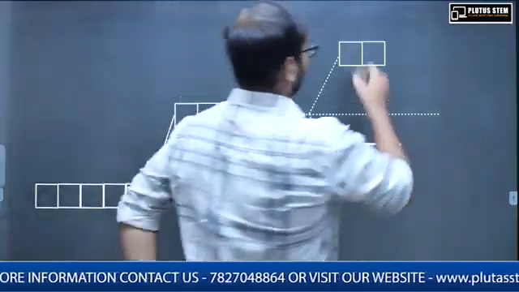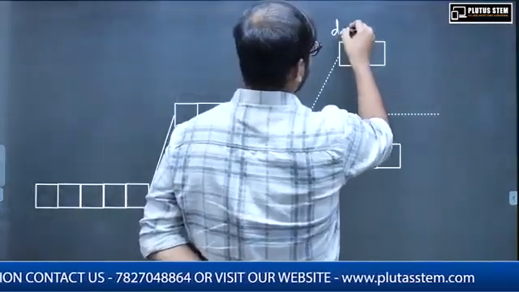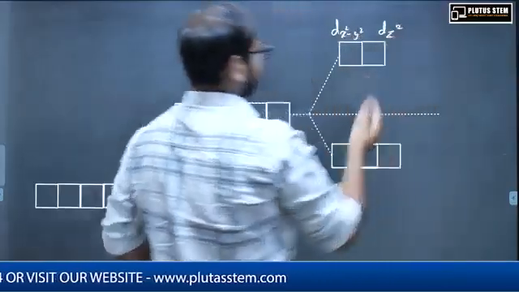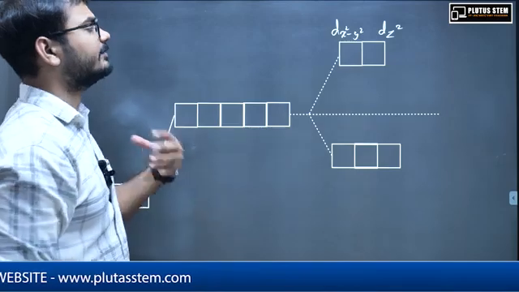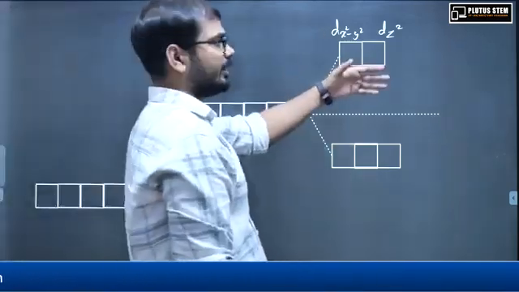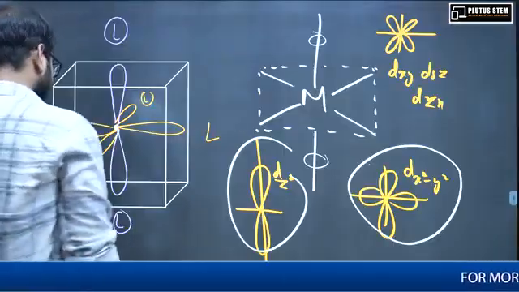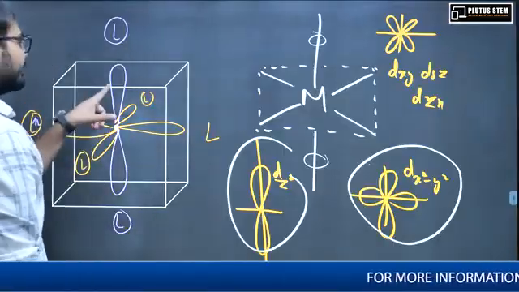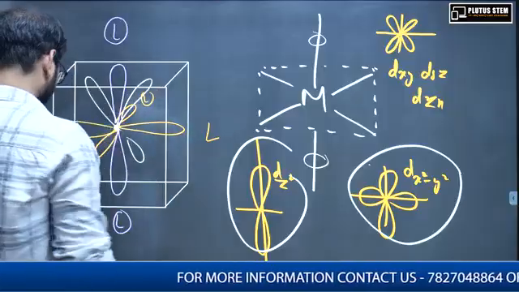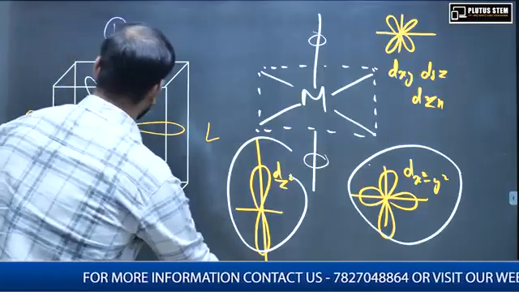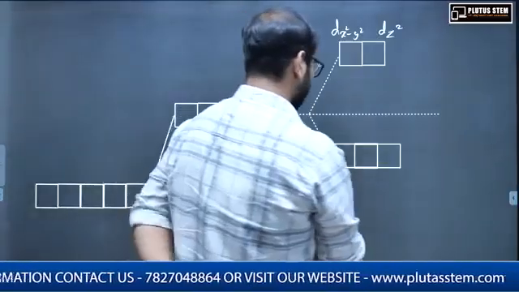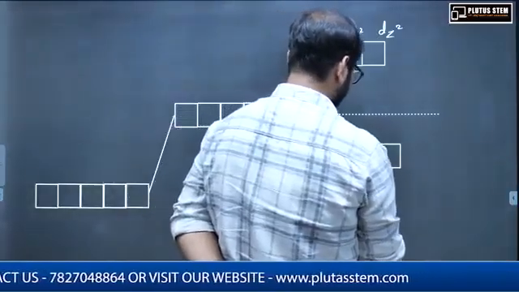Since the dx square minus y square and the dz square orbitals are in the directions where the ligands are approaching, they suffer the maximum amount of repulsion and hence they will be raised to a higher energy. Similarly, the orbitals which are left are the dxy, dyz and dzx, which are not on the axis. Hence, they suffer lesser repulsion, and compared to those orbitals, they will be much more stabilized.